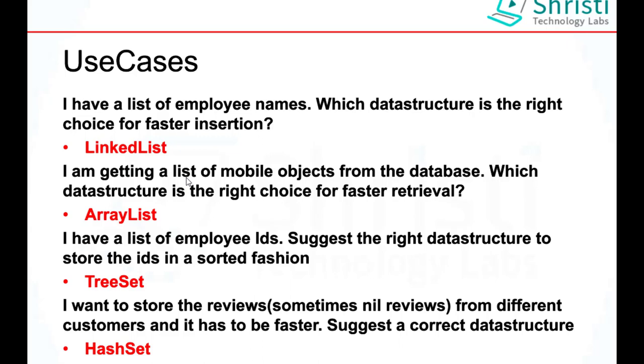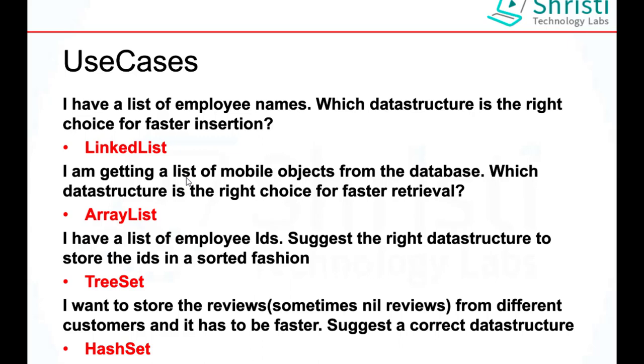Next, I am getting a list of mobile objects from the database. Which data structure is the right choice for faster retrieval? We have already learned that for faster retrieval, array list is always a better choice because you can retrieve the elements based on index.